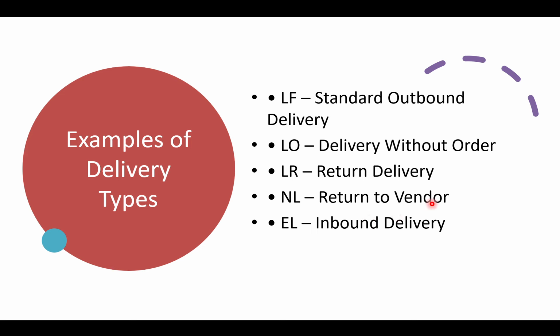So when you purchase something from the vendor, and it is damaged or past its expiry date, then you will return it to the vendor, right? So that is NL. EL means standard inbound delivery. And if you look at this, there are 3 outbound deliveries and 2 inbound deliveries. These 2 are the inbound deliveries, and this is the inbound return. This is the outbound return.